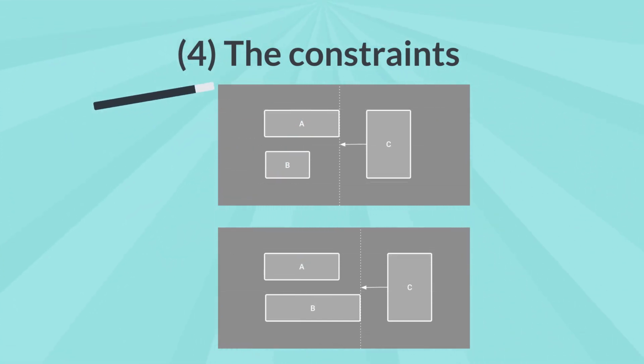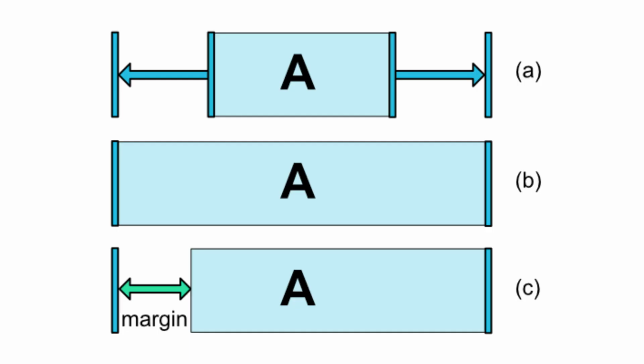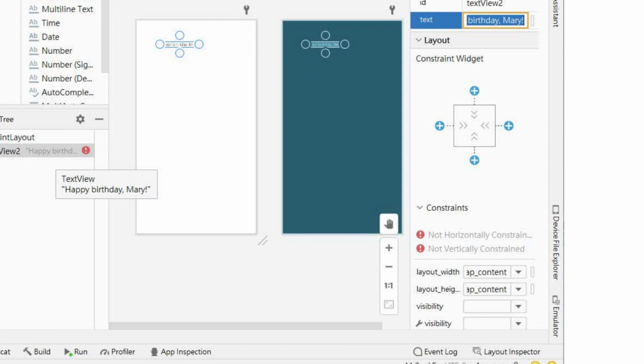4. The constraints. The constraints you add to the top and left will have margins. A margin specifies the distance between the view and the edge of its container. A. In the attributes on the right, find Constraint widget in the Layout section. The square represents your text view.